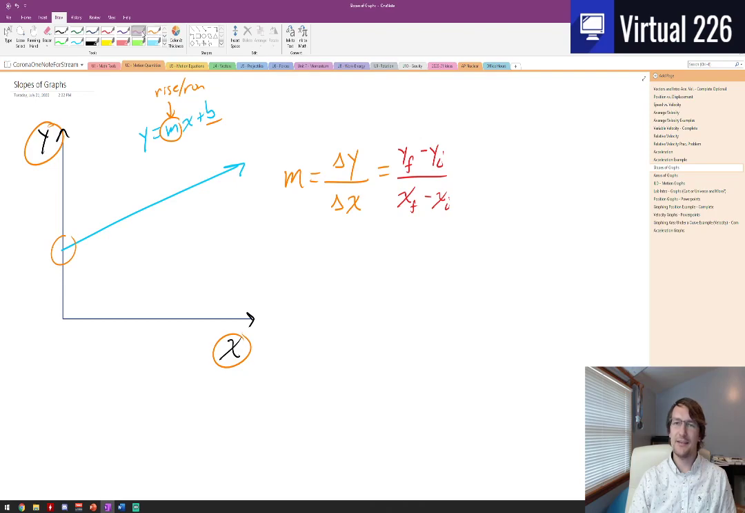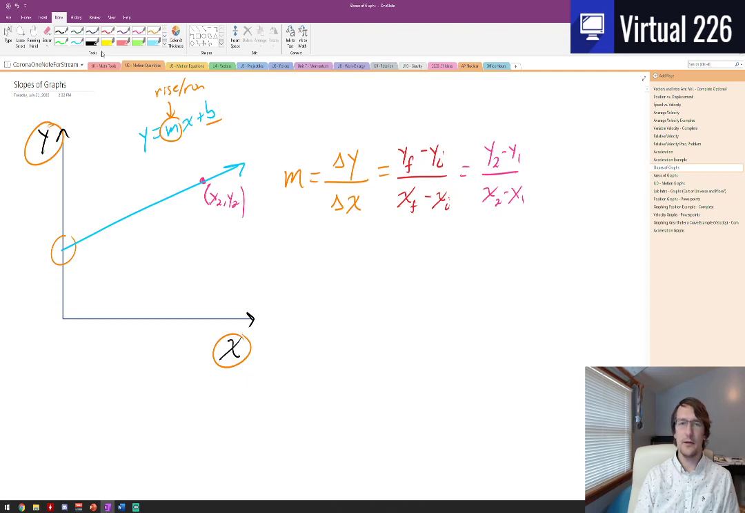And in your math classes, they'll probably say something like this is y2 minus y1 over x2 minus x1, right? Where this point up here could be like x2 comma y2, because it happens later. And the point way back here, this would be point x1 comma y1, okay?